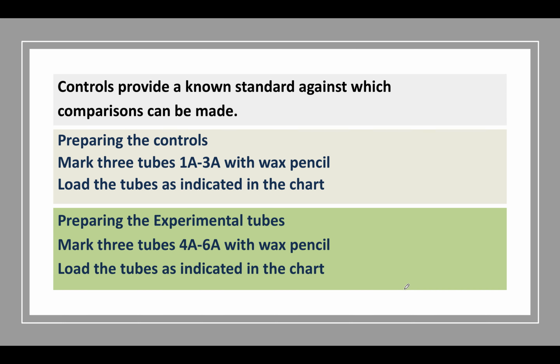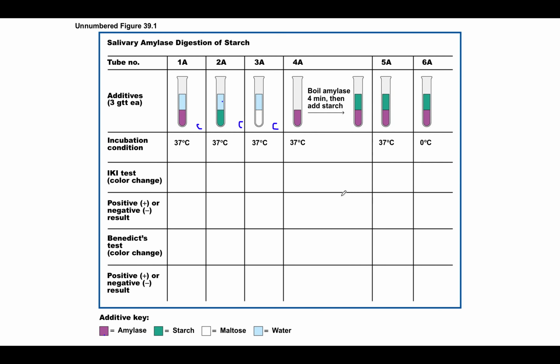Maltose, amylase, and starch. Now in the experimental tubes, we're going to add the fourth one. It is an important tube: we add the amylase, and then we denature it by boiling it for 4 minutes. Boiling the amylase, which is a protein, will denature it, and then we're going to add the starch to it. The fifth tube will work at the optimal temperature, 37 degrees. It's not denatured.